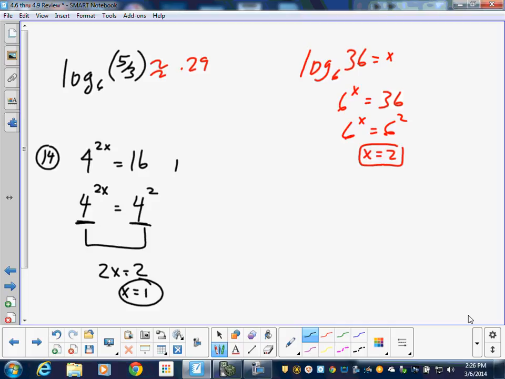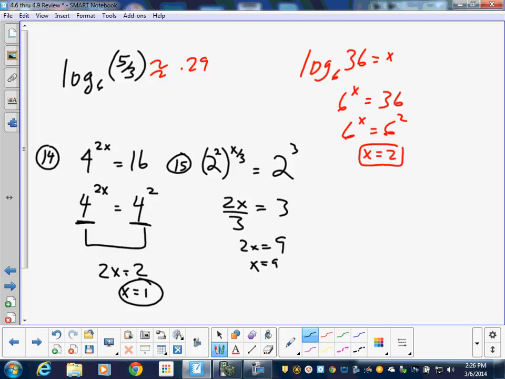What's the next one? 15? It's no different. In number 15, I have 2 squared to the x over 3 equals 2 to the third. Again, I got them to the same base. So 2x over 3 equals 3. 2x equals 9. x is 9 over 2. That's what one person did.